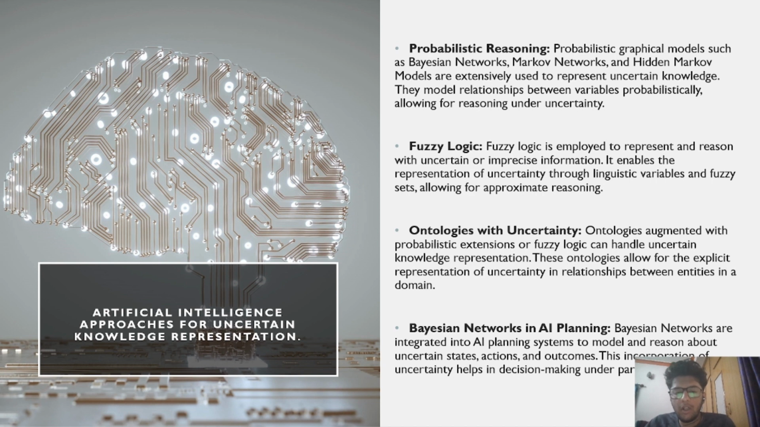So, third one being ontologies with uncertainty. That is, ontologies augmented with probabilistic extensions or fuzzy logic can handle uncertain knowledge representation, and these allow for the explicit representation of uncertainty in relationship between entities in a domain, that is through across domains. And Bayesian networks in AI planning. So Bayesian networks are also integrated into AI planning systems to model and reason about uncertain states and actions and outcomes. So this incorporation of uncertainty helps in decision making under partial observability.